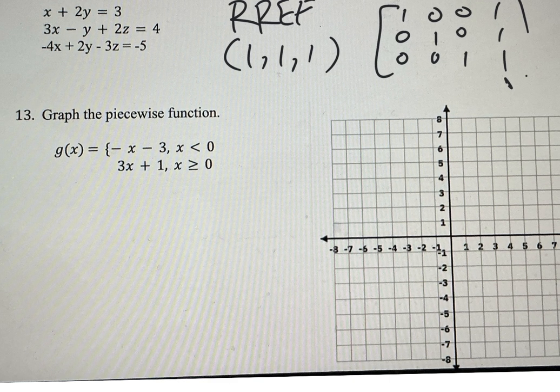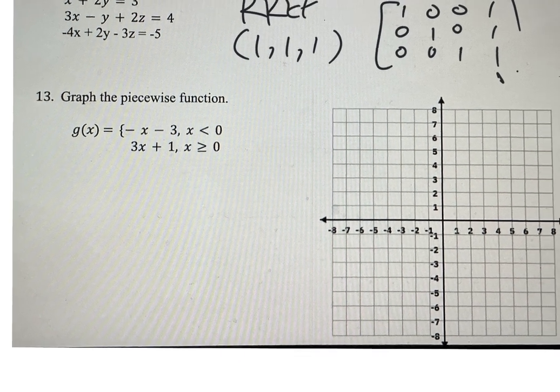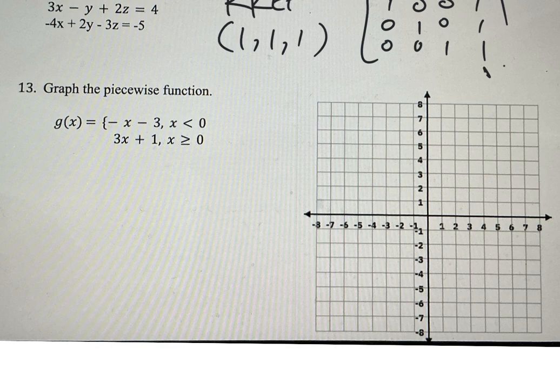Okay, last one, I think. Piecewise function. Just graph this thing. Remember how we do these. I'm going to change colors so you can follow along. Start with the number they give you. They gave me a 0. I'm going to plug it in. That'd be 0 minus 3, which is negative 3.